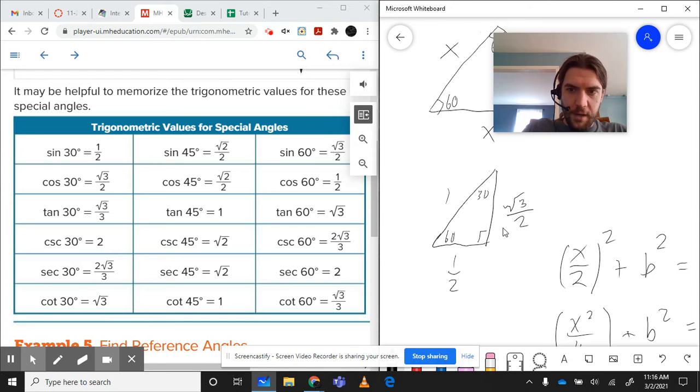Cosine should be adjacent over the hypotenuse. Adjacent over hypotenuse, so you get root 3 over 2.